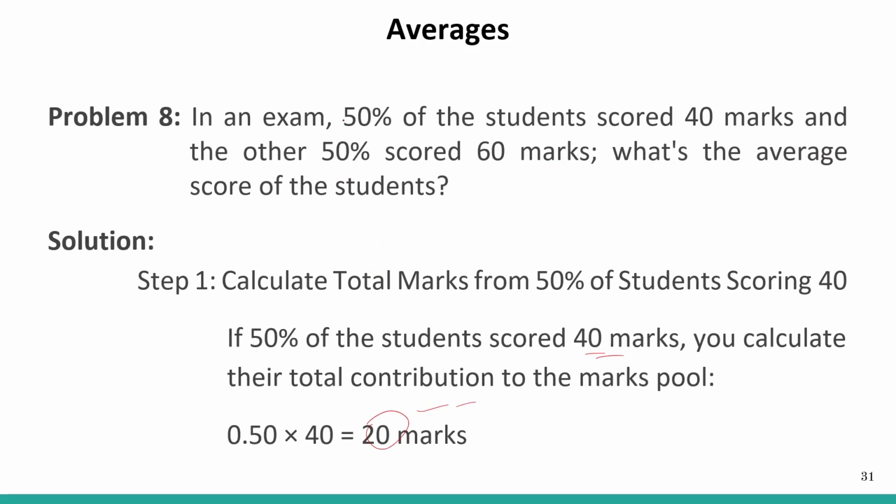So if we calculate what? 40 into 0.5 plus 60 into 0.5. Okay. This is equal to what? So this will be 20. Okay. And this will be 30, 20 plus 30, right? Is equal to 50. So this will be the average marks that will be scored by the whole class. Okay. So the average score of the students will be 50 marks.